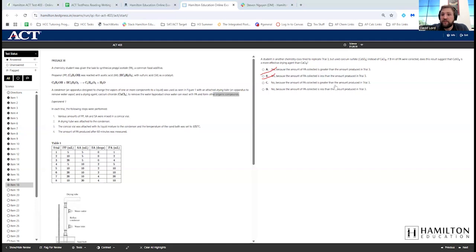No, because the amount of KX is greater. No, it was less. No, because the amount of KX is less than the amount produced in trial 3. And that's why the answer is D.